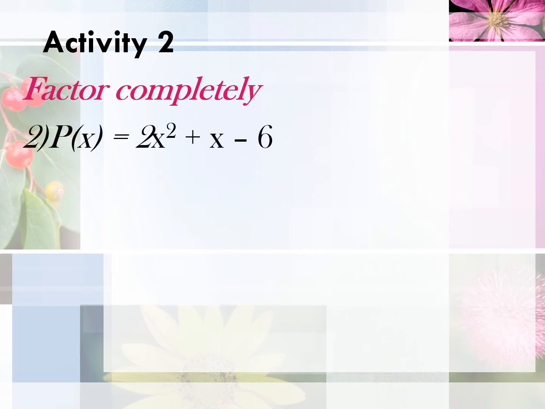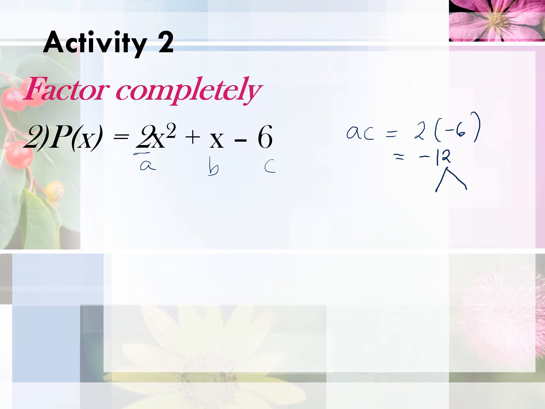Okay, let's have another item on activity number 2. Factor completely. We have p of x equals 2x squared plus x minus 6. So this time, ang value ng a natin ay greater than 1. So ito yung a, ang coefficient ng x yung b, tapos yung constant natin yung c. Ang gagawin natin ngayon ay kunin natin yung product ng a at saka c. So that is 2 times negative 6. That is equal to negative 12. Ang negative 12 ang hahanapan natin ng factor.